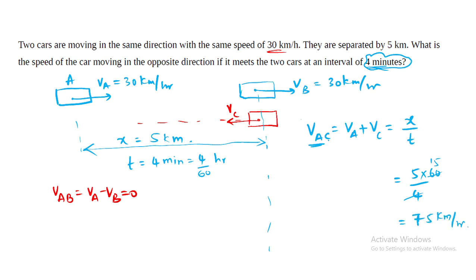So relative velocity of A with respect to C is how much here? 75. But VA value we already have. How much here? 30 plus VC. So VC answer is how much here? 45. Very good reply. 45 kilometers per hour is the correct answer. Are you getting my point here? Chalo, note down.